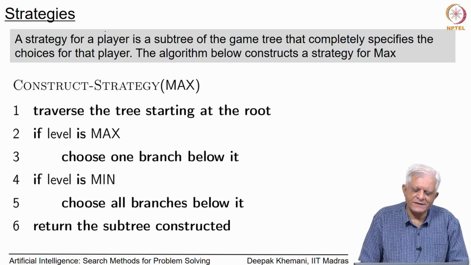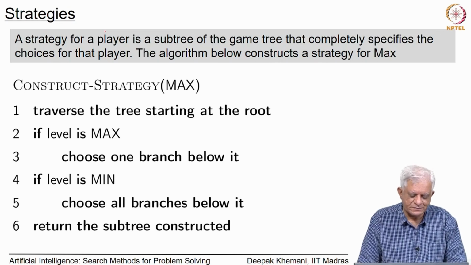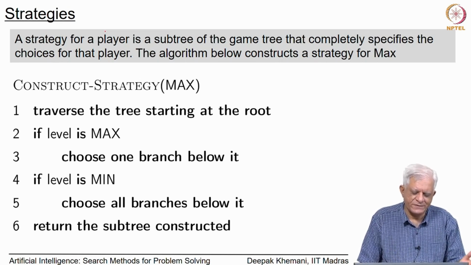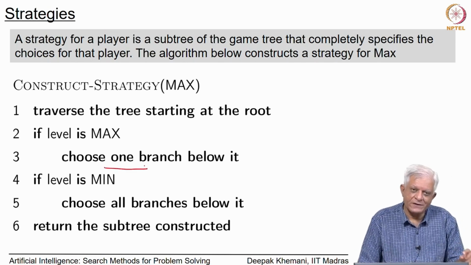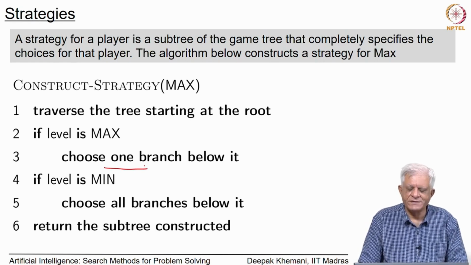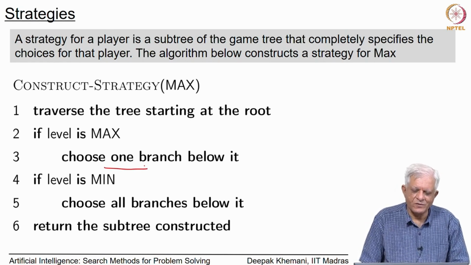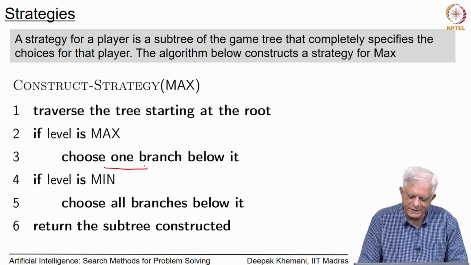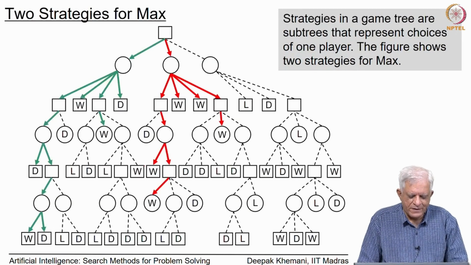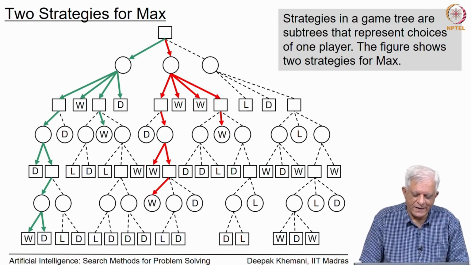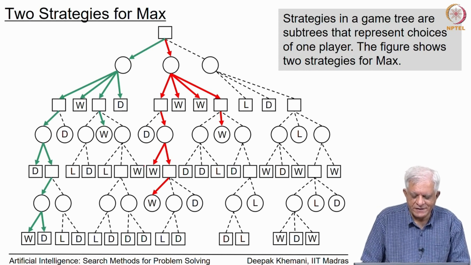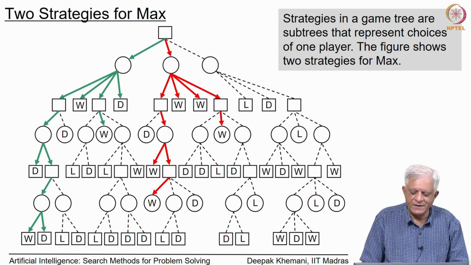Now, this represents one strategy for Max. Likewise, you can make many choices. So, remember that when you are choosing one branch at any node, then you have a choice point, and this is the place where Max has to decide which move to make. So, Max will have a set of strategies corresponding to any game tree. So, here is an example of our game tree. We have two strategies for Max. Let us call one a red strategy, and let us call the other a green strategy.